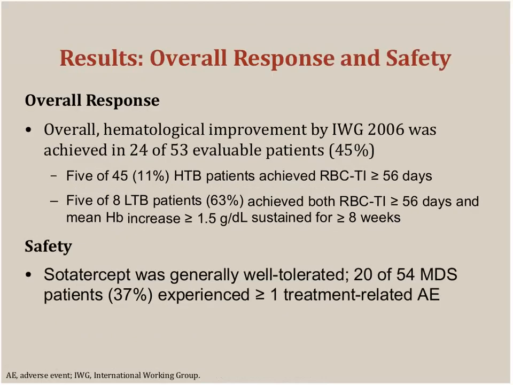Overall results here are shown. Improvement by IWG 2006 was seen in 45% of the patients. 11% of patients with high transfusion requirements achieved red cell transfusion independence for more than 56 days. So only 5 out of 45 here. A higher percentage, 5 out of 8, with low transfusion requirement, achieved red cell transfusion independence and had a mean hemoglobin increase of 1.5 grams, sustained for 8 weeks. Overall, the drug was well tolerated, with a few significant adverse events.